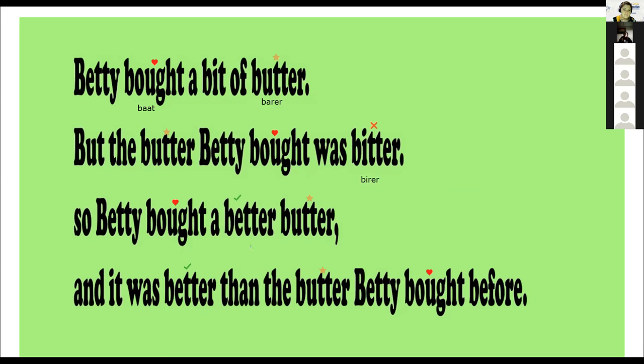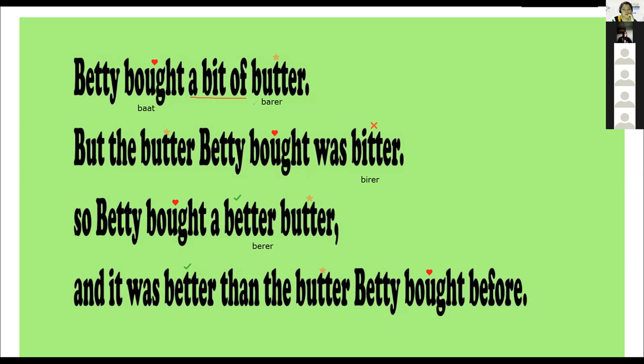But, better. This is a new one. Better. So this one is going to be better, and this one is going to be better. Okay. And this thing right here, we're going to do the pronunciation like it was just one word, como que fuera una sola palabra. A bit of. A bit of. Y ustedes en su casa, bien, teacher, que bien lo practica.